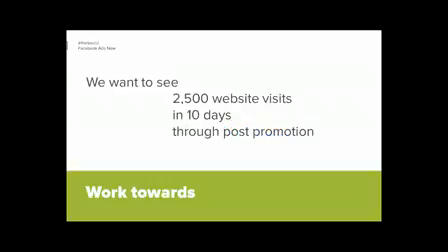So here's another one. We want to see 2,500 website visits in 10 days through post promotion. So we don't have a budget parameter here, but we still have our measurable number to hit. And then we still have our timeline, our due date, and the method in which we're going to reach our quantitative goals. So again, the parameter doesn't just have to be a budget. It can be just any sort of definition of how you want to achieve that goal. So here we want to create 2,500 website visits only through promoting posts on Facebook.